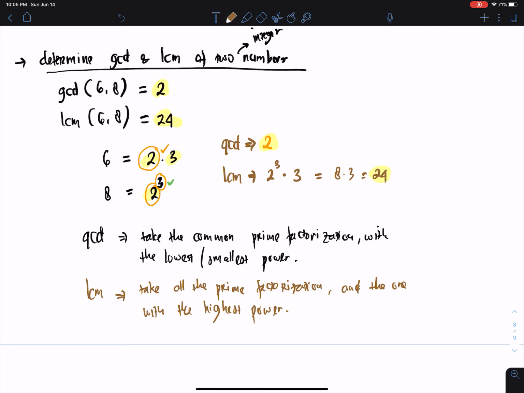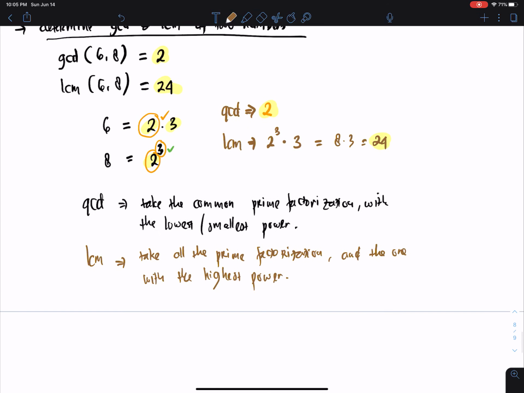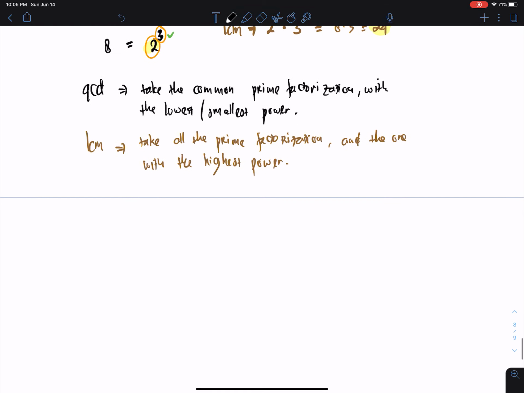So it's the other way around. Okay, let's try another example. Now we try to find the GCD for 20 and 18, and also the LCM for 20 and 18.